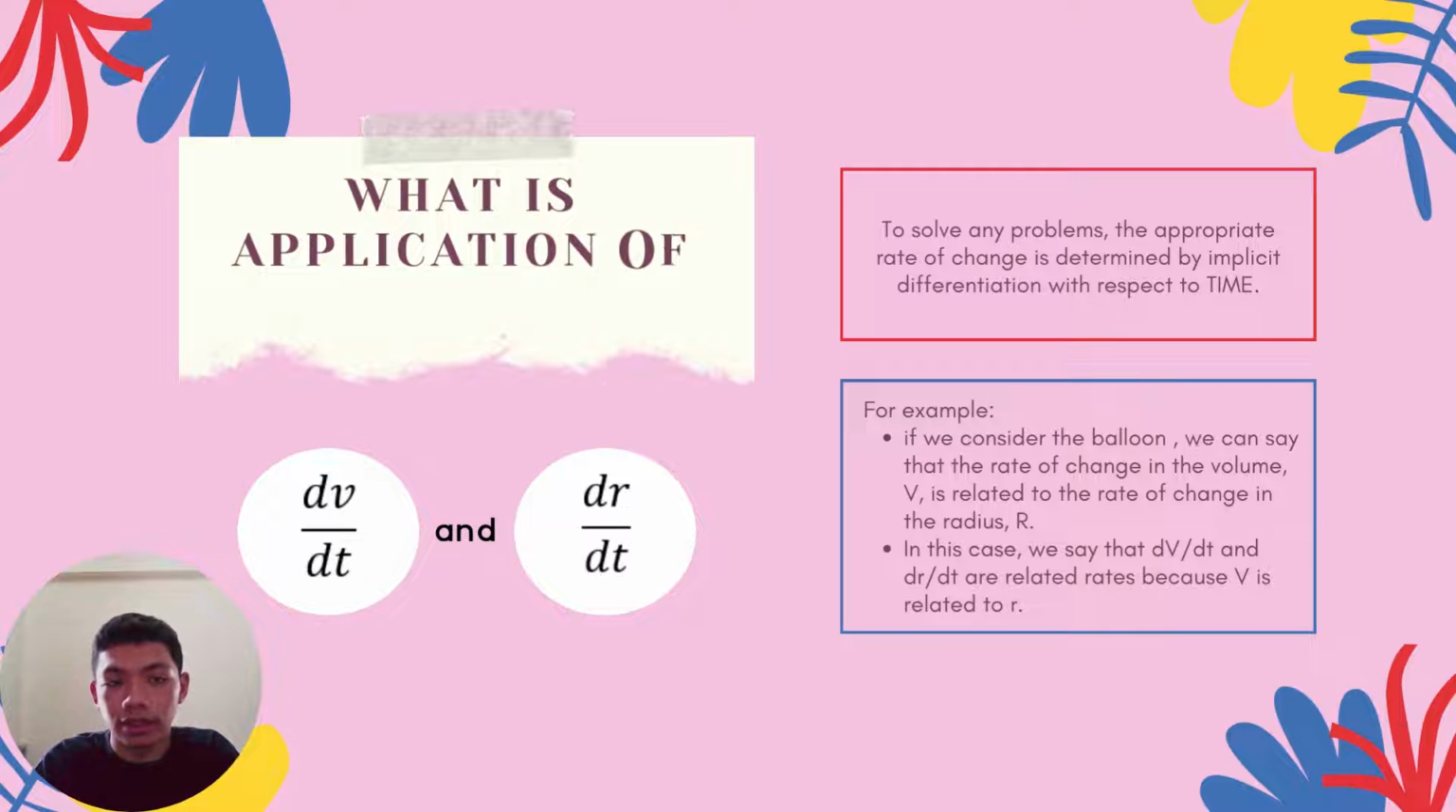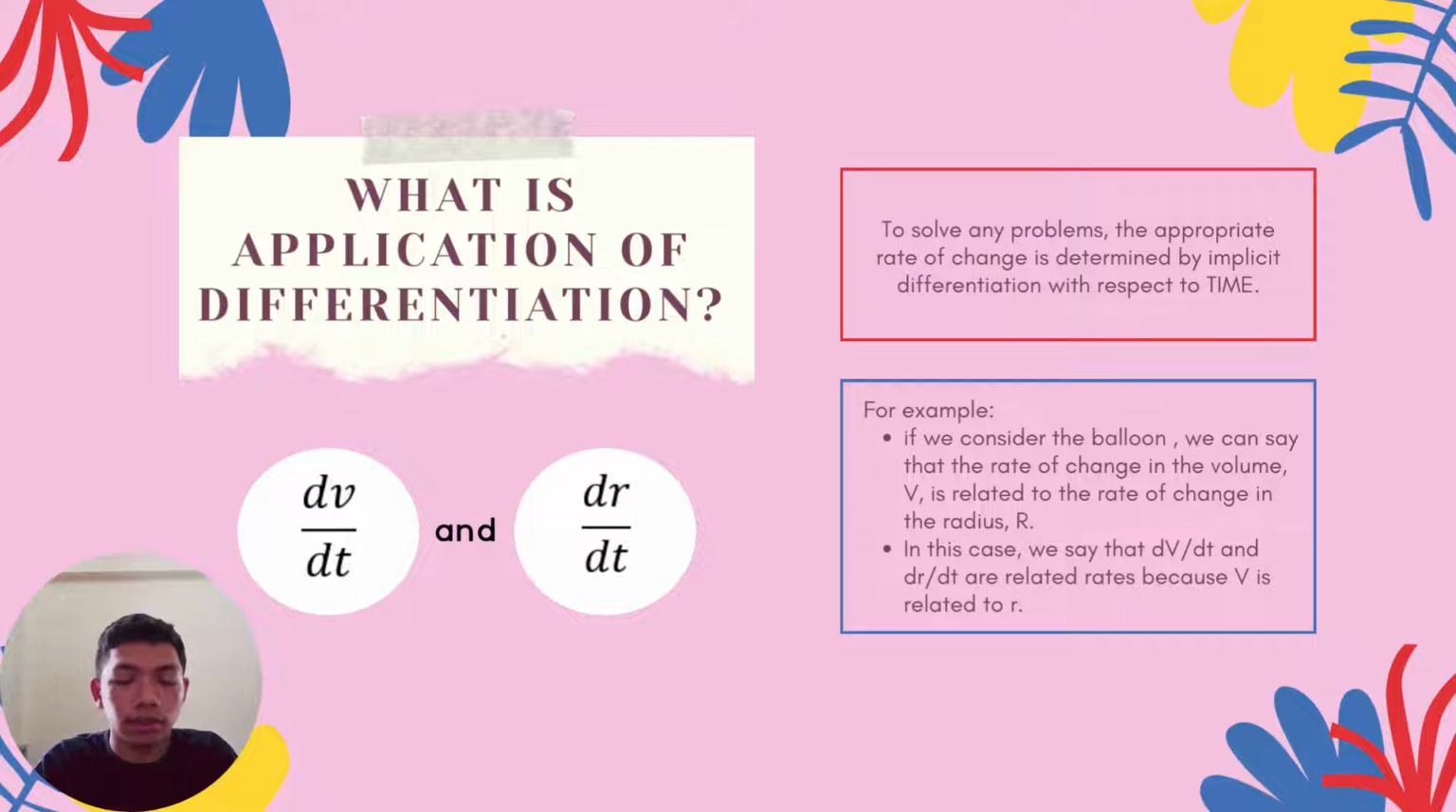Now, if you're wondering what is application of differentiation, to solve any problems, the appropriate rate of change is determined by implicit differentiation with respect to time, as you can see in the slide, like dV/dt and dr/dt. If we consider the balloon, we can say that the rate of change in the volume V is related to the rate of change in the radius r. In this case, we can say that dV/dt and dr/dt are related rates because V is related to r.